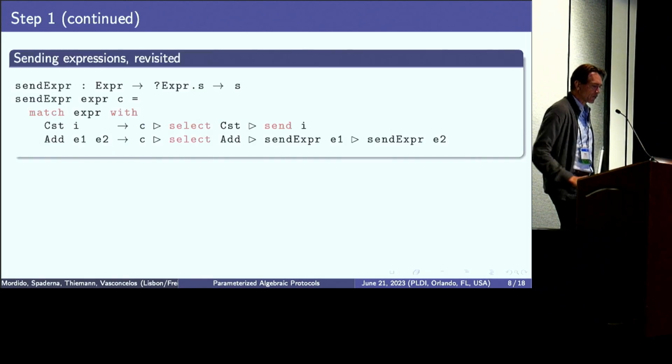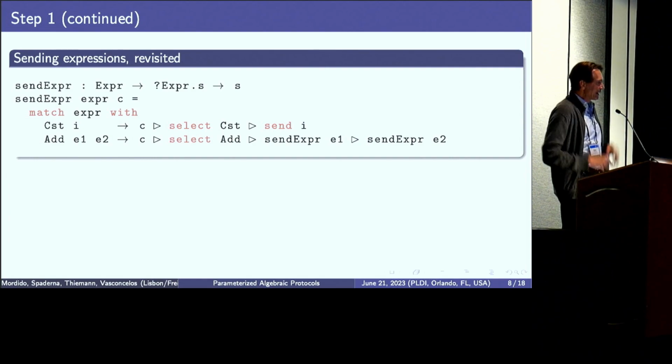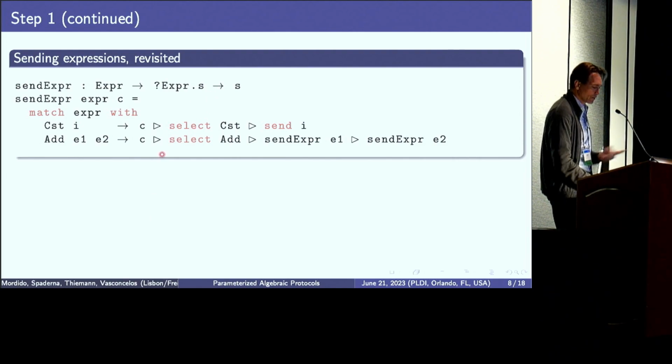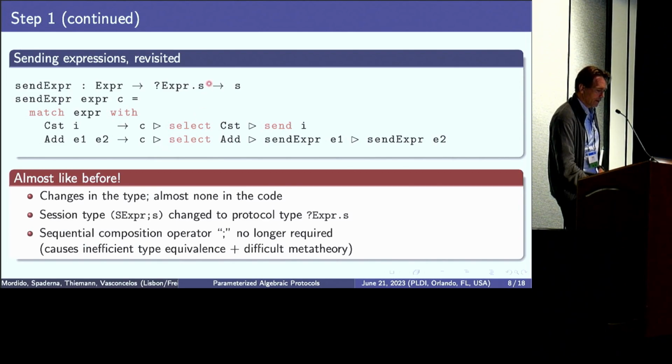And just for your convenience, I'm showing you the send expression function again, and I guess you remember, the code actually didn't change. So the only thing that changed was the type up here. So only the session type changed. Before we had this s-expr, that was this recursive type that we discussed in detail, semicolon s, and that just changed to the protocol type receive an expression and then s.